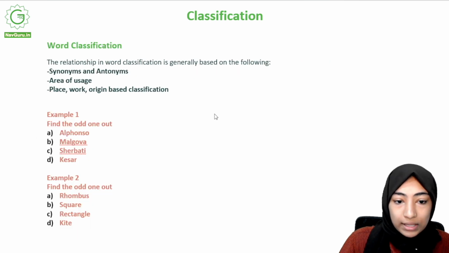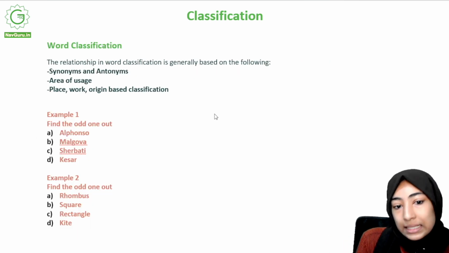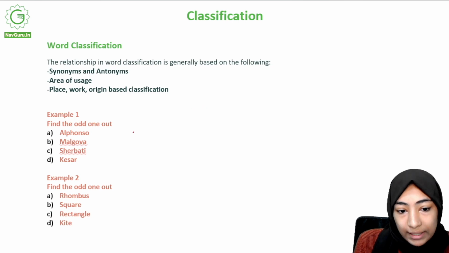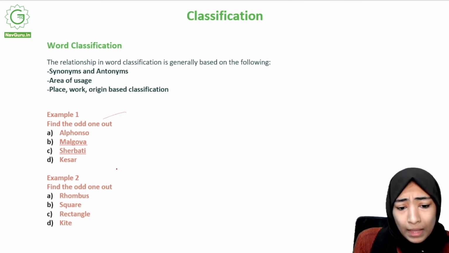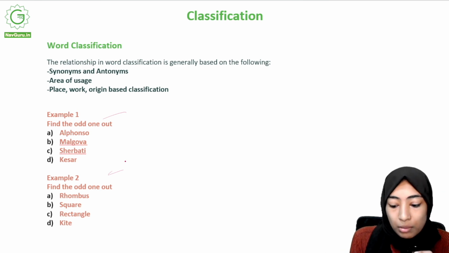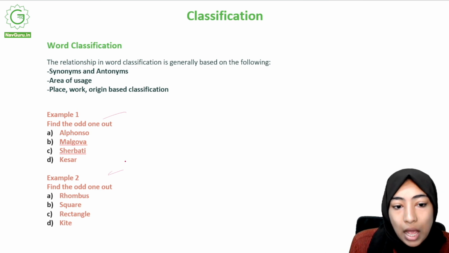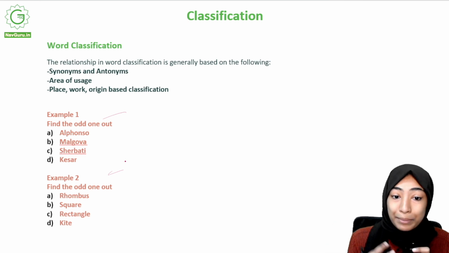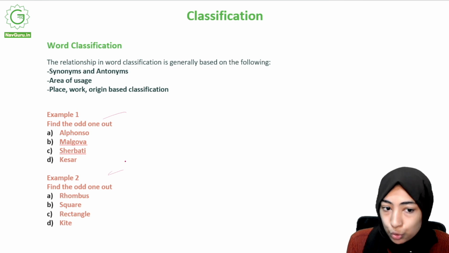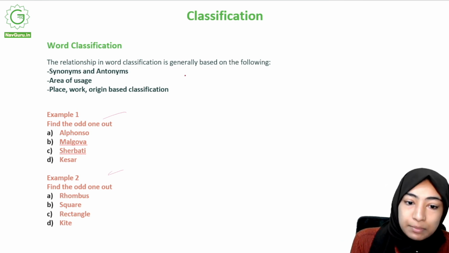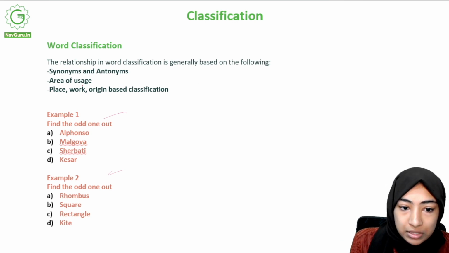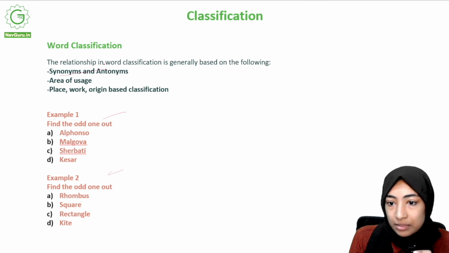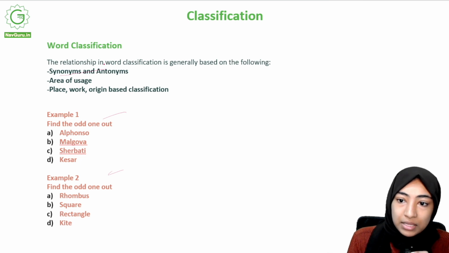So let's get into word classification. In word classification, as you can see in example 1 and example 2 given here, you will be given four words, and mostly the questions are in the form of finding the odd one out. Now, how do you find the odd one out? On what basis is the relationship given? Usually, the relationship is based on three of these. Either synonyms and antonyms, as in, synonyms are the words which are similar and antonyms are the opposite words.